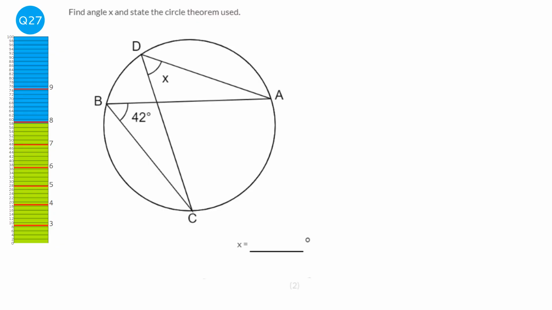So here we have two angles coming from the same 2 points. We've got this angle here, which is 42, and we've got this angle here. And not only are they coming from the same 2 points, but we could say that they're coming from the same chord. And whenever you have this situation, the two angles will be equal, so x will equal 42 degrees. And the reason we state is that they are angles from the same chord.